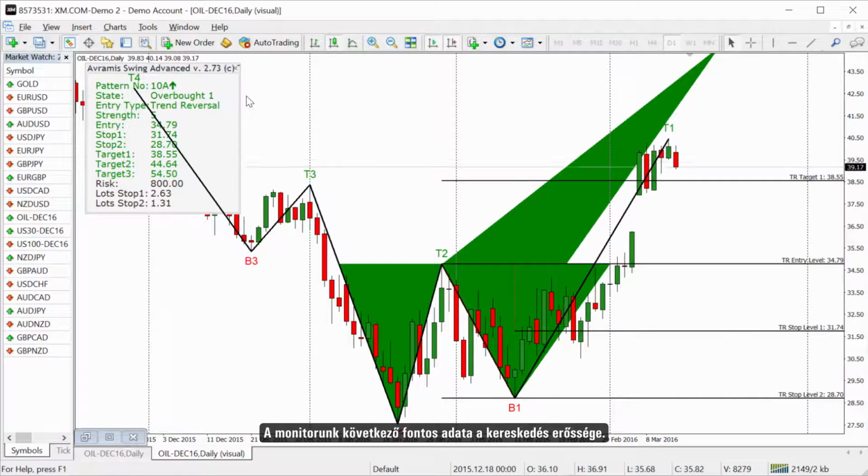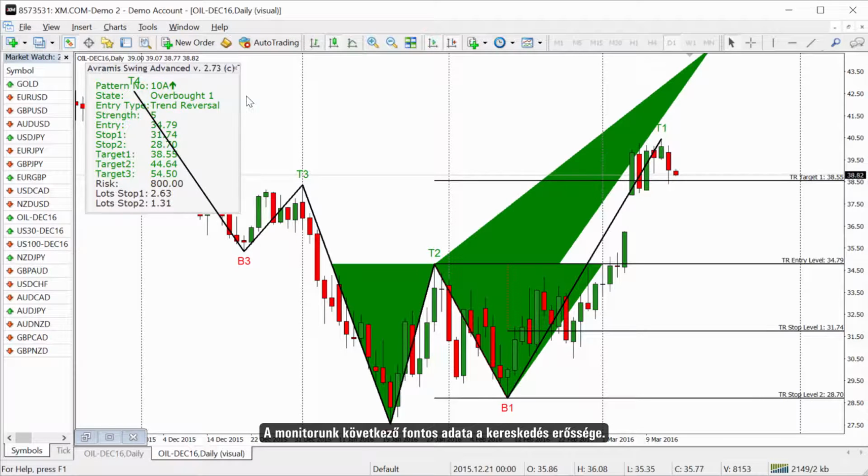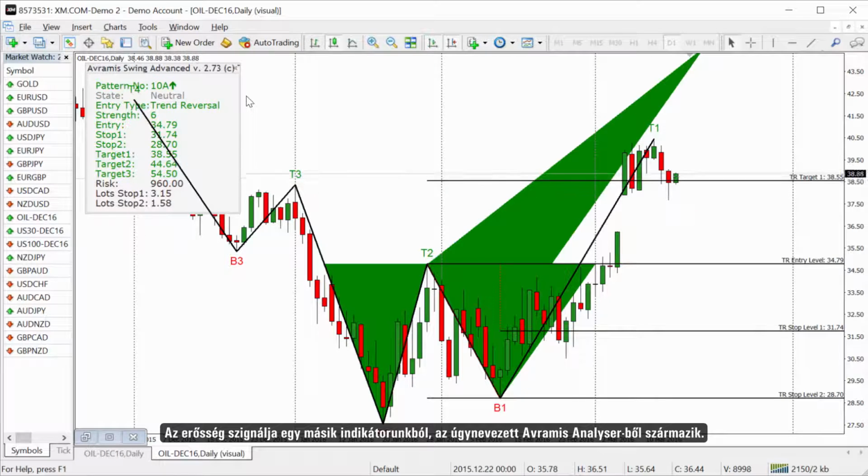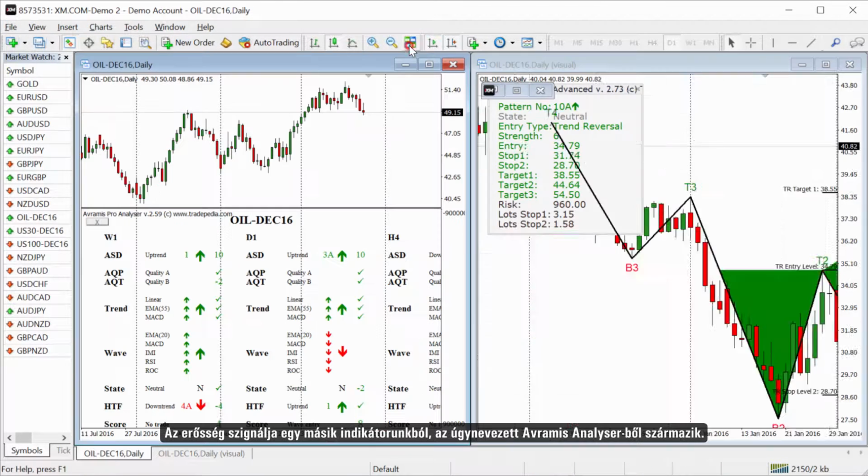The next important thing of our monitor is the trade strength. Now this strength signal comes from another one of our indicators called the Avramis analyzer.